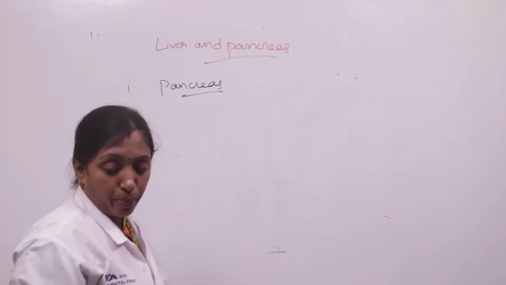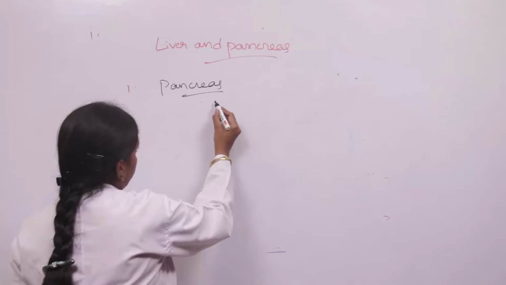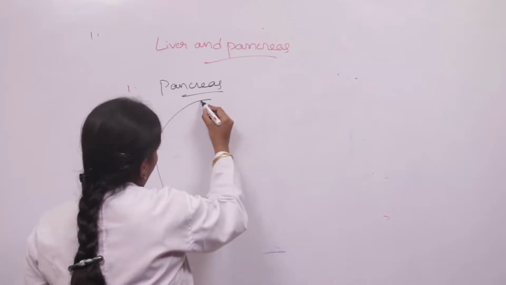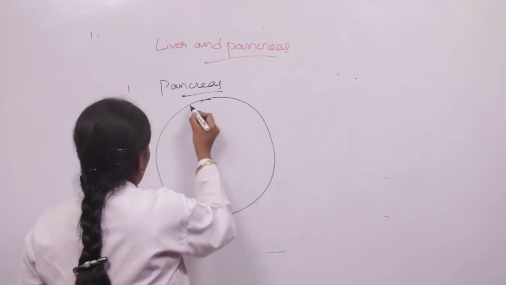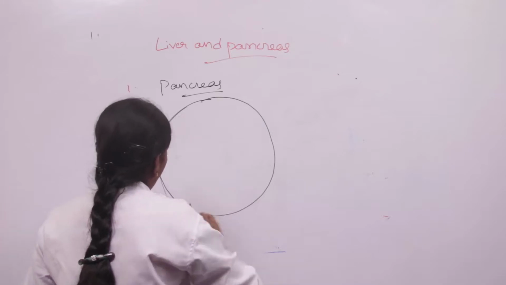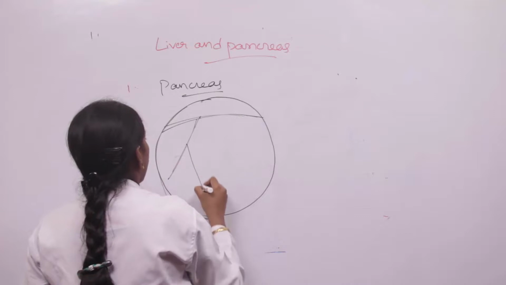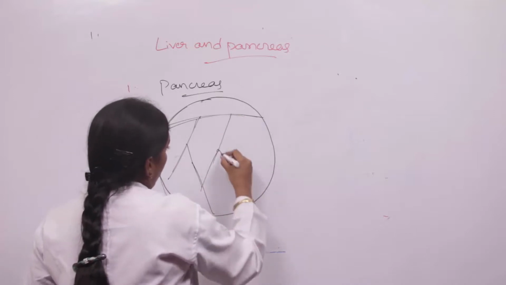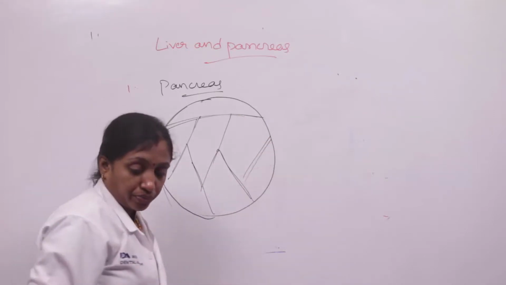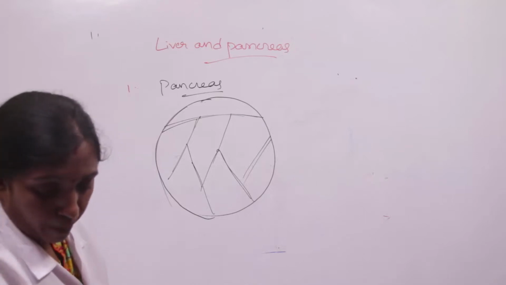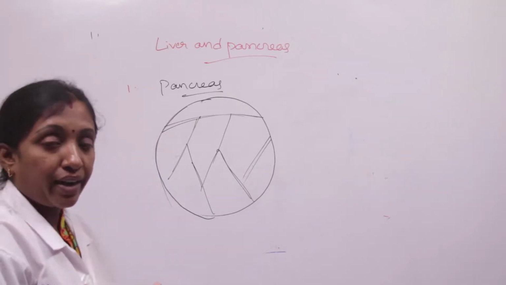When we take the section of the pancreas, it is covered by a capsule. Various septa enter the gland and divide it into a number of lobes and lobules. It consists of both the exocrine part and the endocrine part.